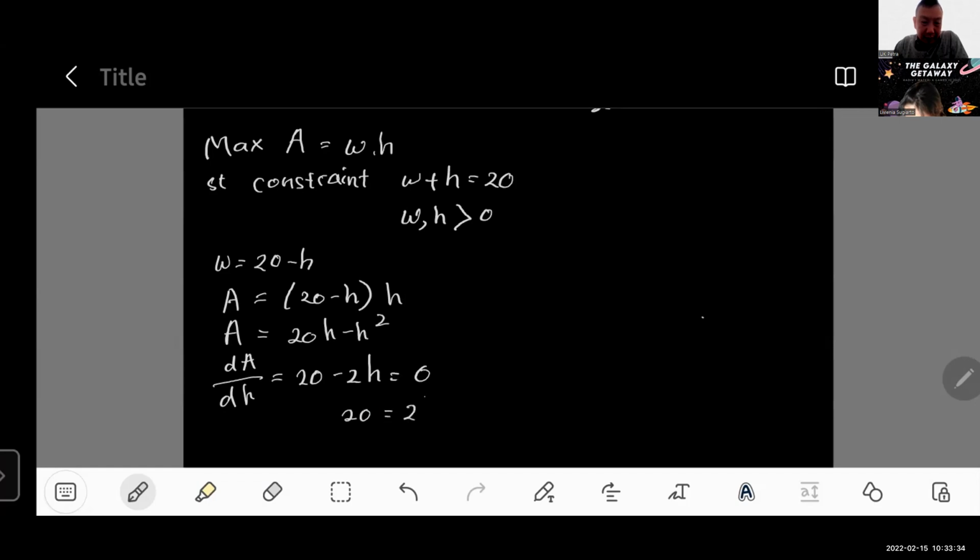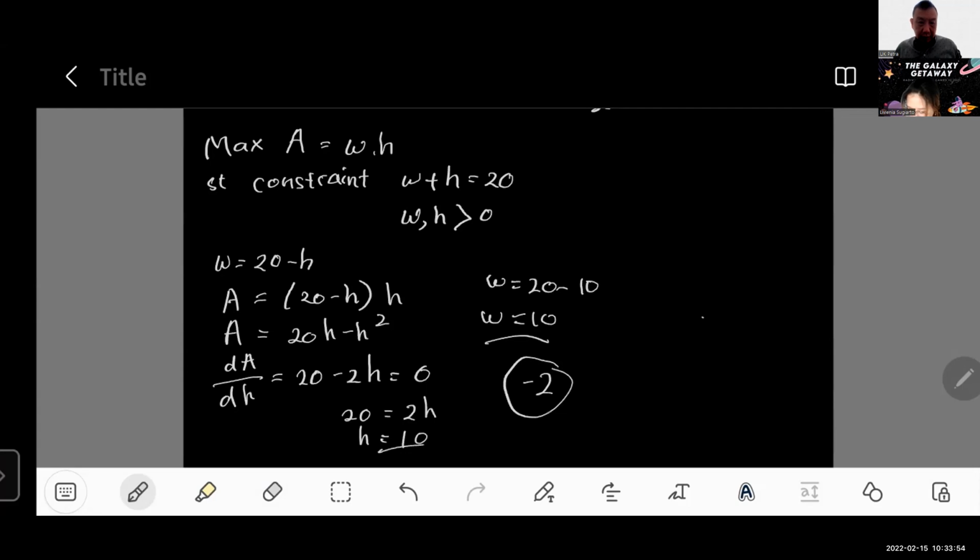So h equals 10, right? So in that case, w is also equal to 10. Now you need to test the second derivative. The second derivative is -2. Minus 2, right? Yes. So that means you maximize. Correct, right? Very good.